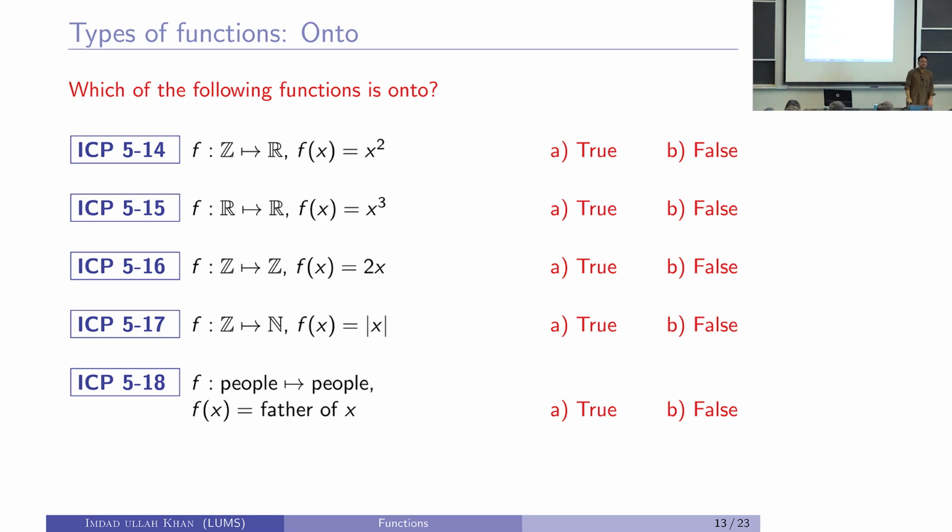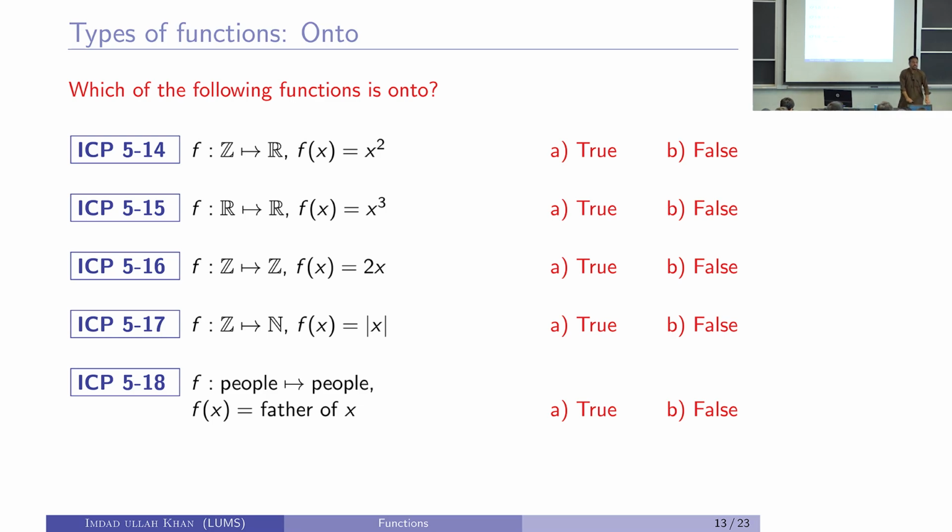Everyone has a father is not the meaning of onto. That is just the definition that this is a function. Every person here must have an image here, every person here must have a father. That's just the fact that this is a function: every element in the domain has exactly one image.